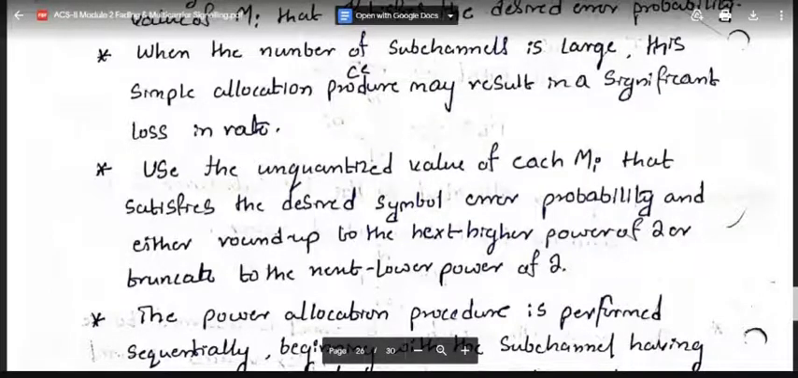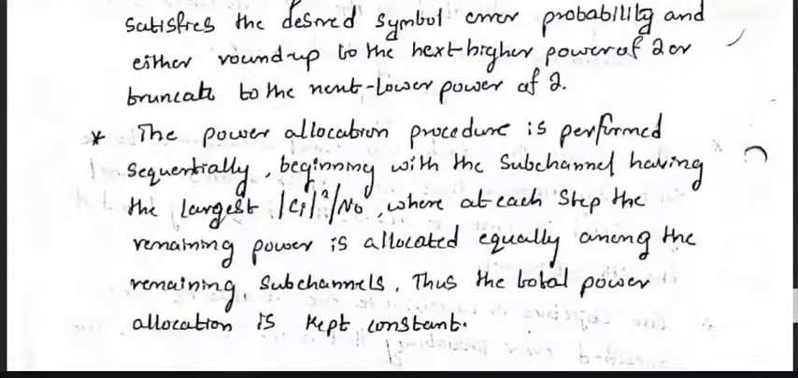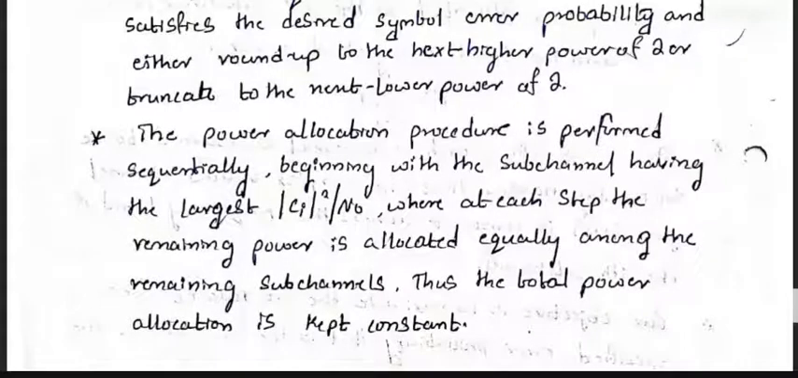If we are not able to achieve the desired error probability here, the quantization process should be utilized for each of the messages. Now the power allocation procedure is usually performed sequentially, from one subchannel to another, that is, from i to capital N, having the largest, where at each step the remaining power is allocated equally among the remaining subchannels. This is how the total power allocation is kept constant. Remember, every subchannel will have equal power.